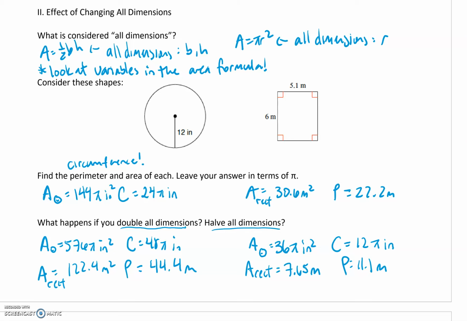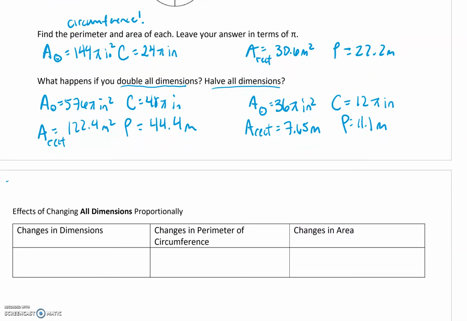Well, hopefully you realize perimeter got multiplied by the same factor the dimensions did. So if I doubled the radius, circumference doubled. If I doubled the base and the height, perimeter doubled. But with area, it was different. Because if you did that division, you'll realize, wait, I doubled the dimensions, but area multiplied by 4. I halved the dimensions and area ended up being multiplied by 1/4. So what's cool about this is if we have these similar shapes, if we're multiplying our dimensions proportionally, then perimeter gets multiplied by the same value as the dimensions, and area gets multiplied by that factor squared. So that is the pattern here when we're changing all dimensions proportionally when we're making similar shapes.